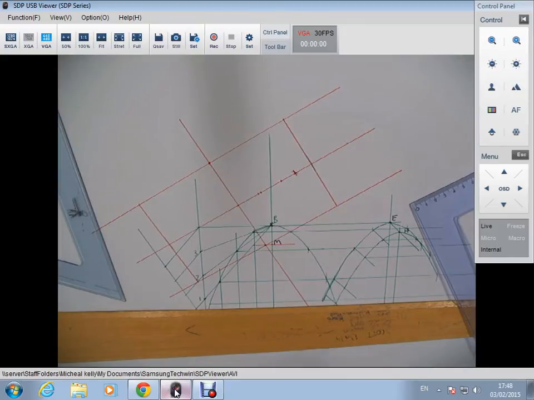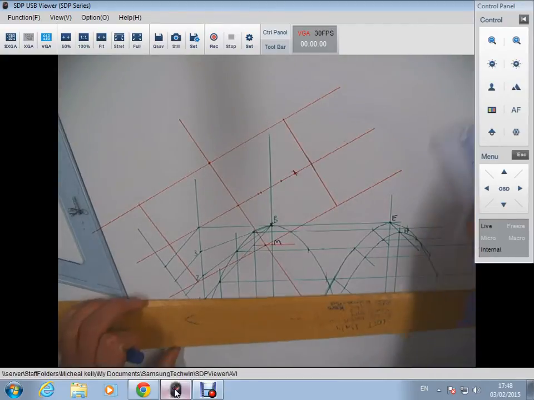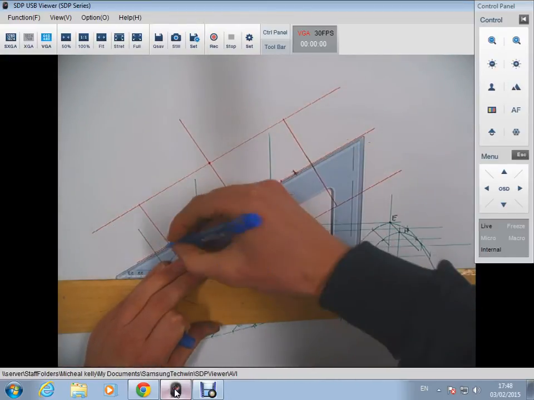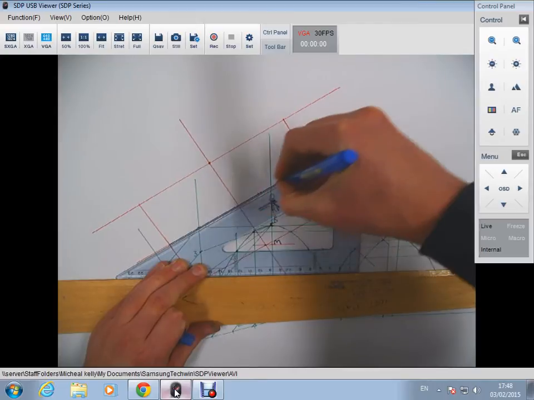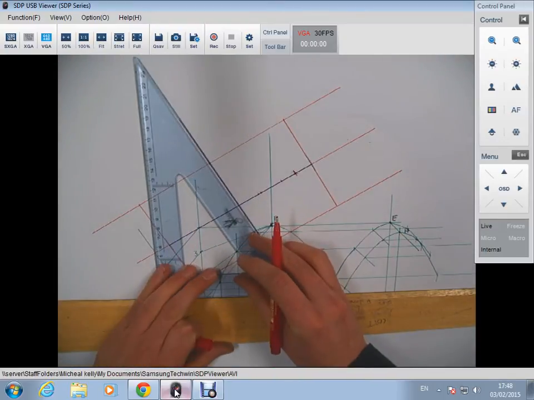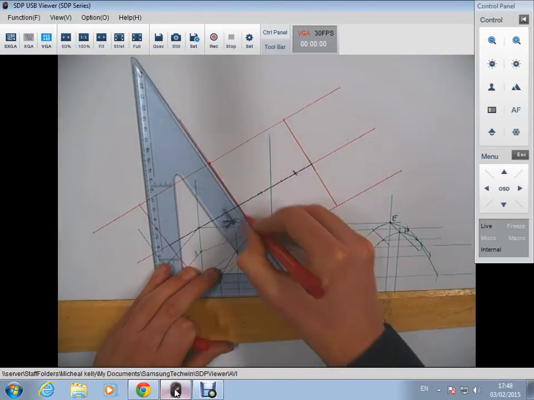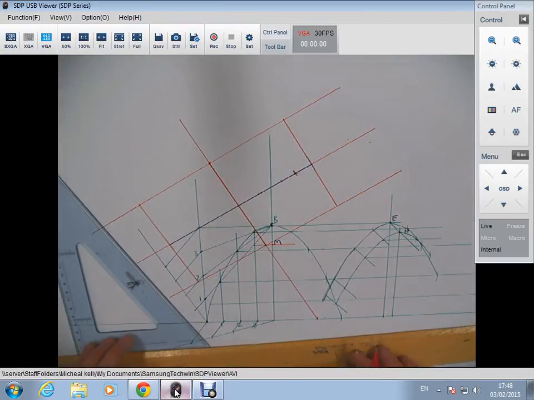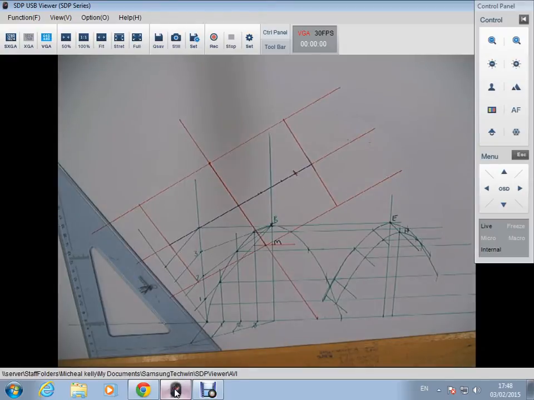So I might just put in the major and minor axis in a different color. My major axis is from here to here in blue, and I'll put in a thicker line. My minor axis is here in red. Let's make the line a bit thicker. So I have my major and minor axis, and I want to construct an ellipse given those two axes.